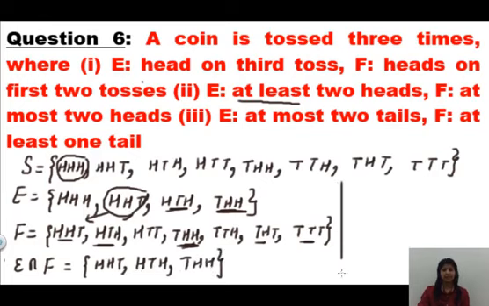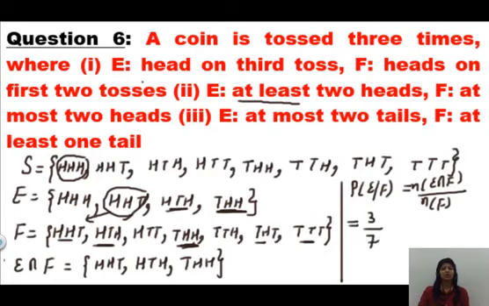Let us apply the formula. P of E given F will be the number of elements in E intersection F divided by the number of elements in F. The number of elements in E intersection F is 3, and in F you have 7 elements. So the answer for the probability of E given that event F has already happened is 3 by 7. I hope this is quite clear. So we have done the second part of question 6, right?